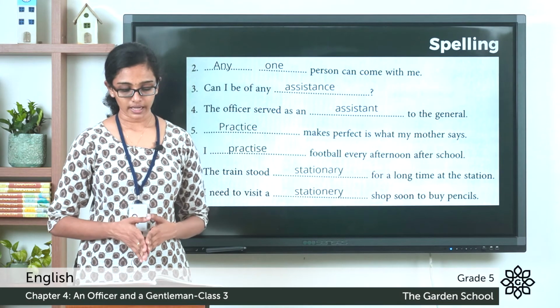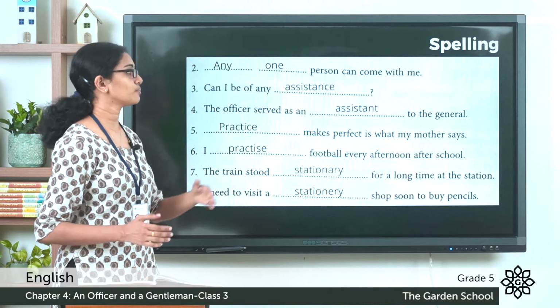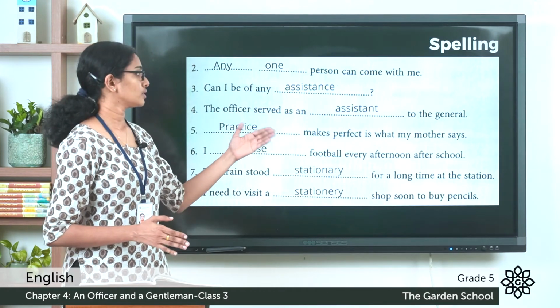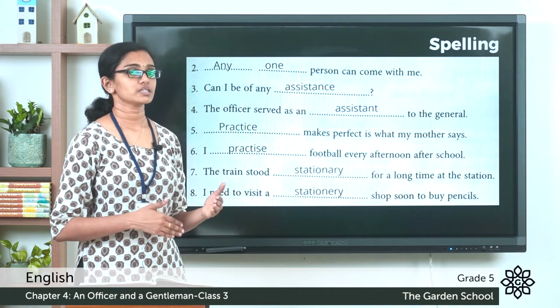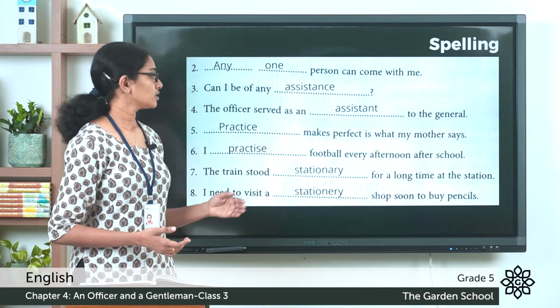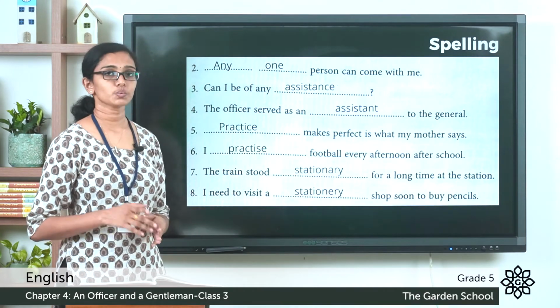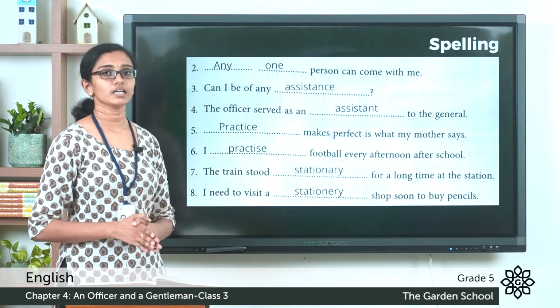It is a noun there, whereas in question number 6, I practice football every afternoon after school. So it is a verb. It means doing something repeatedly to improve it. So the word practice with the ending SE is the verb, whereas with the ending CE it is the noun.